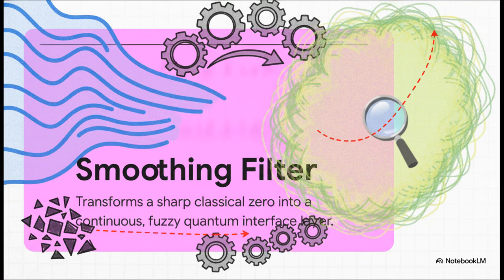In the math world, we call this process an isomonodromic smoothing filter, which is really just a terrifyingly complex way of saying it's a mathematical shock absorber. It continuously bends the linear state space so the classical trajectories are caught safely. It transforms a dangerous, sharp classical zero into a fuzzy, highly protected quantum interface layer.